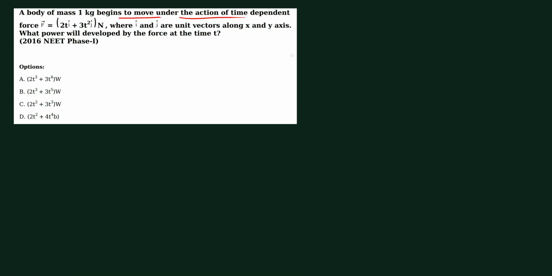The particle begins to move under the action of the time dependent force. What is the force vector given? Force vector equals 2t i cap plus 3t square j cap Newton. And here what is the mass value given? Mass value is 1 kg. We need to find the power value.